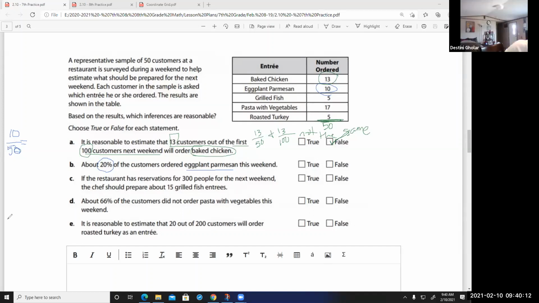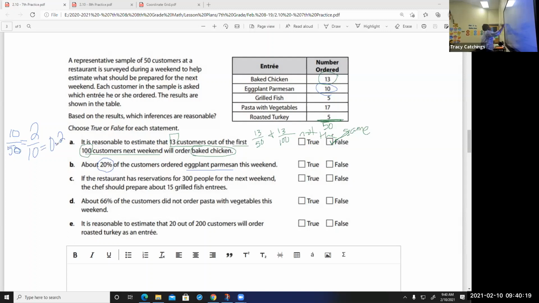Two over 10. And as a decimal, 0.2. As a percent, shift two times. What's that percent? 20%. So will that be true or false? True. Great job.